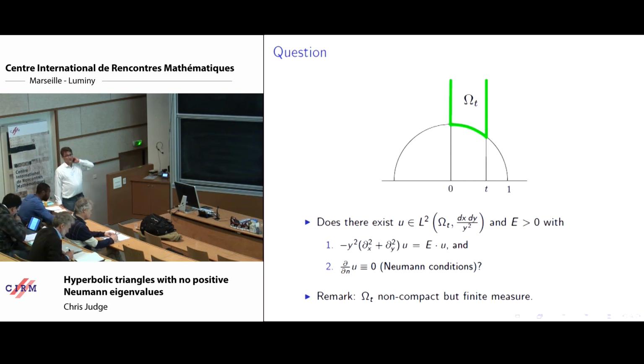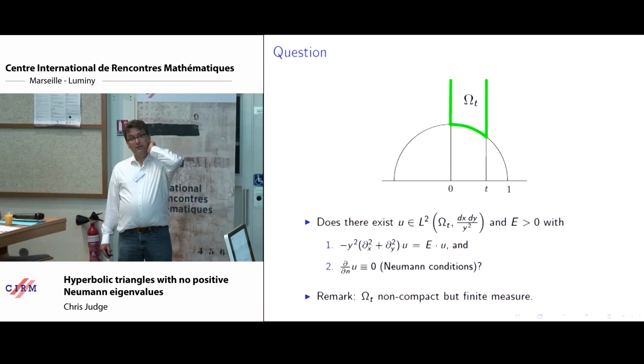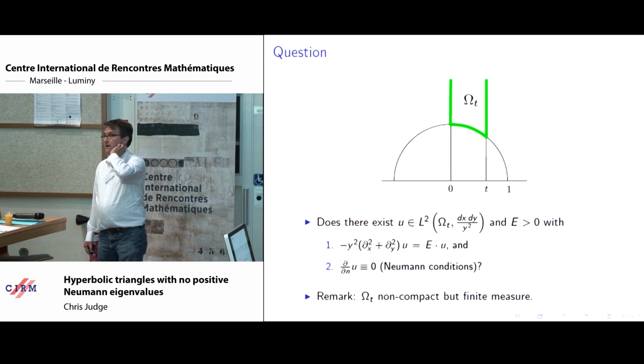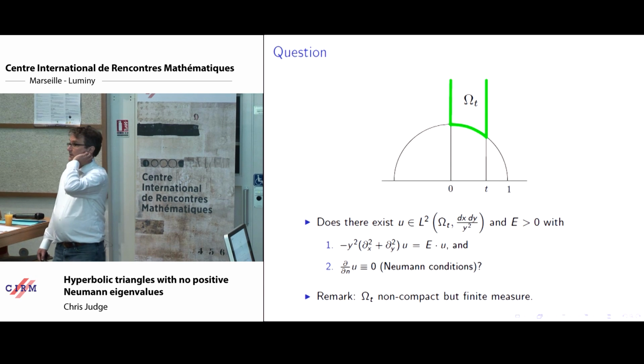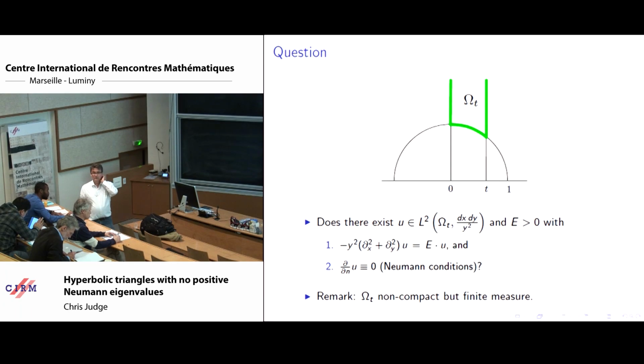Now it has this funny measure, dx dy divided by y squared, and that's coming from the fact that we're looking at the hyperbolic metric on the upper half plane. So this is not the Euclidean metric anymore. And it also has this funny Laplace operator with the y squared out in front, which is because it's the hyperbolic metric on the upper half plane. And we're looking for Neumann conditions all around.